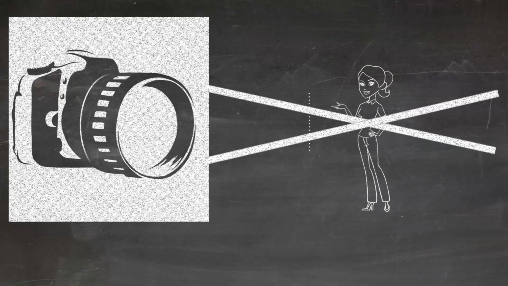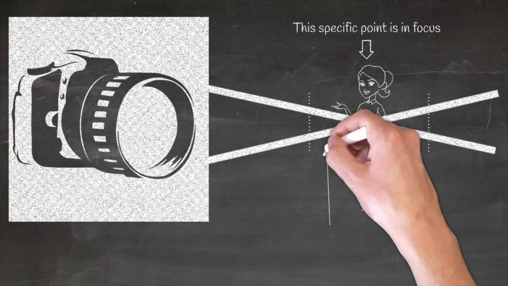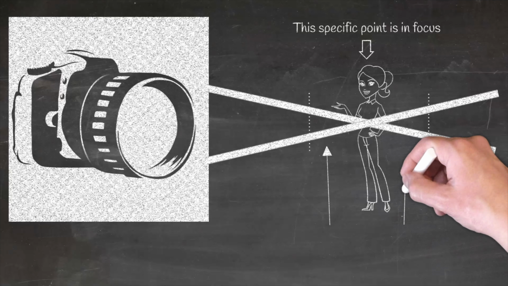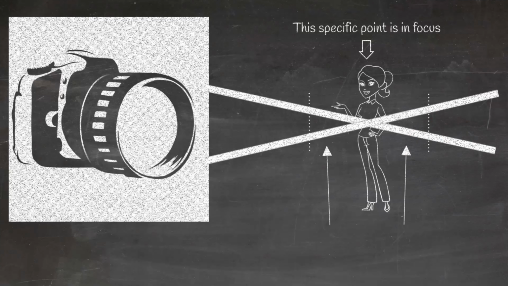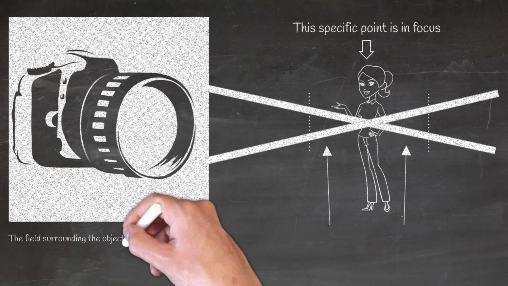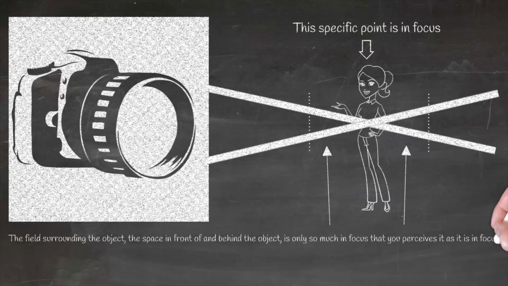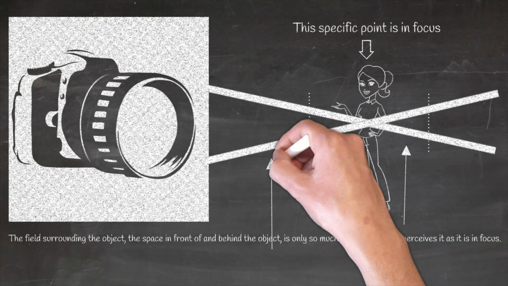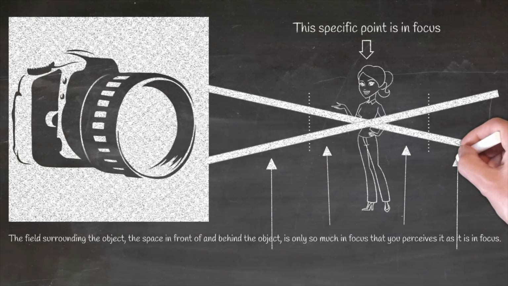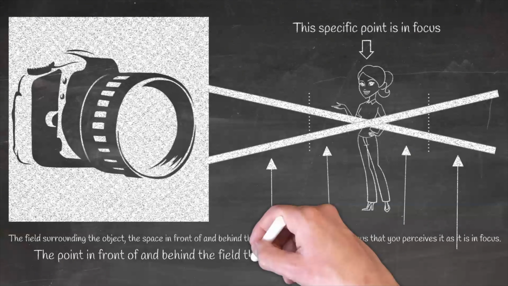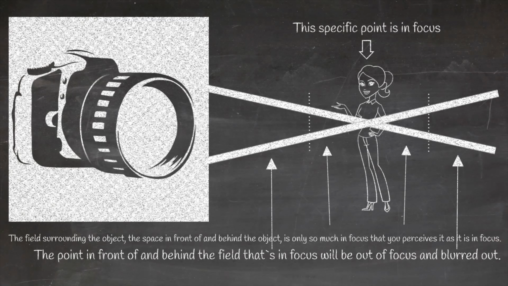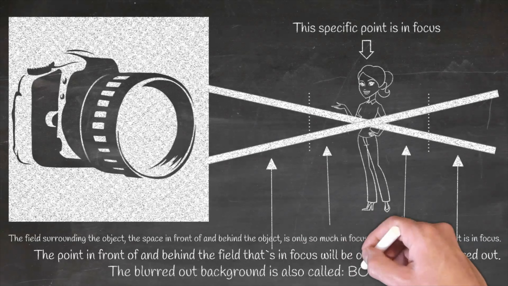Then the space in front of and behind that object that also seems to be in focus actually only perceives to be in focus. And this field that's in front of the object that seems to be in focus, and the object itself that's actually in focus, and the field behind the object that seems to be in focus, this space is your depth of field. The space in front of and behind the field that's in focus will be blurred out. And this blurred out field is what we call bokeh.